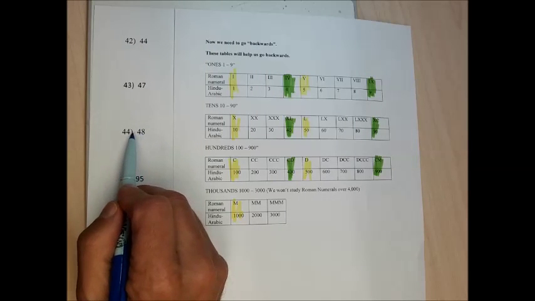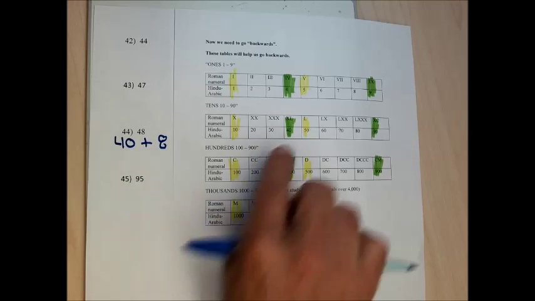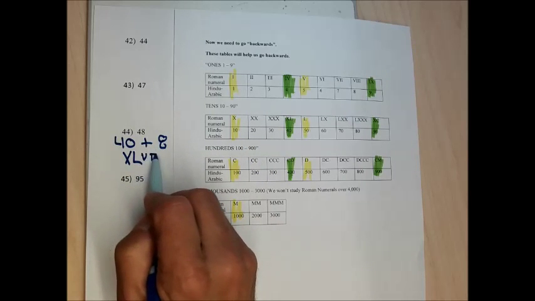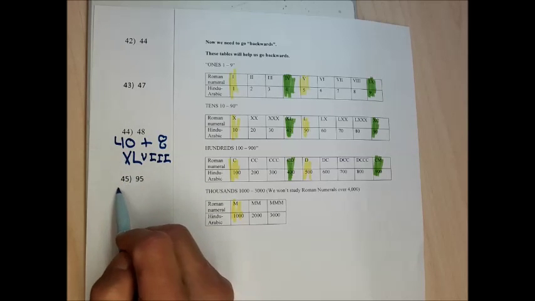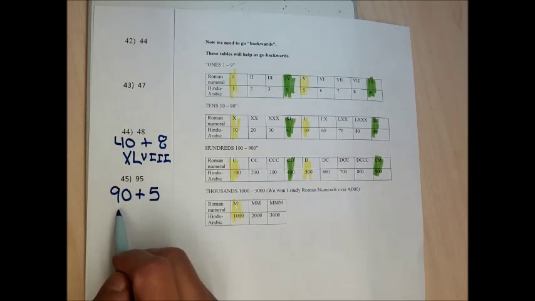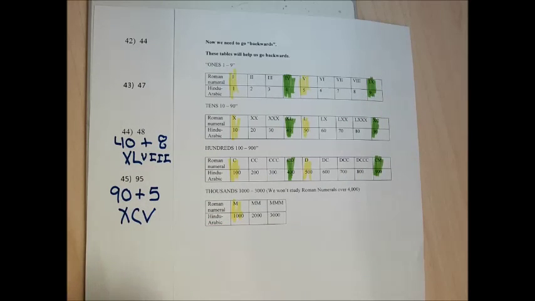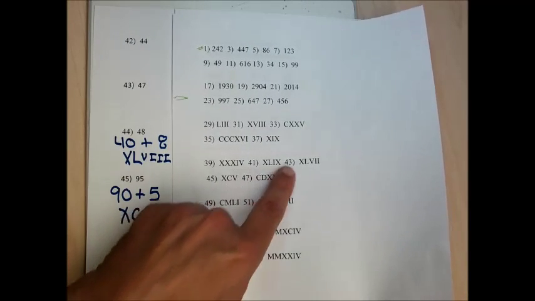For 44, I'm going to think of this as 40 plus 8. 40 is XL. 8 is V with 3 I's. So 48 is going to be XLVIII. 45, I'm going to think of it as 90 plus 5. The 90 I'm going to write as XC. The 5 I'm going to write as V, so 45 is going to be XCV. Just in case, there's my 45 XCV, and there's your 43 XLVII.